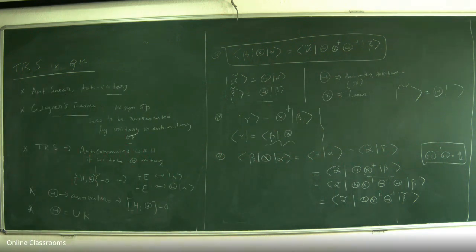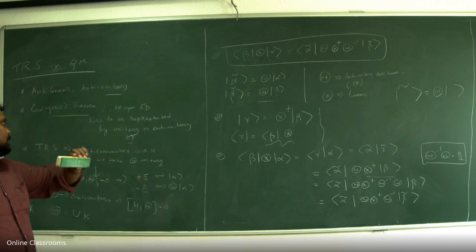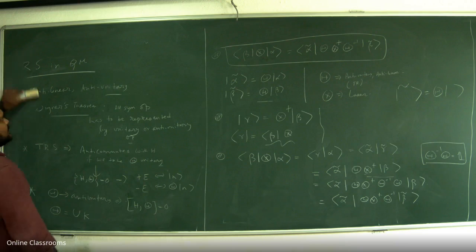Okay, now let's use this. This is a very useful identity. That's why the proof is important to know. So we are going to use it to understand a bunch of things now.